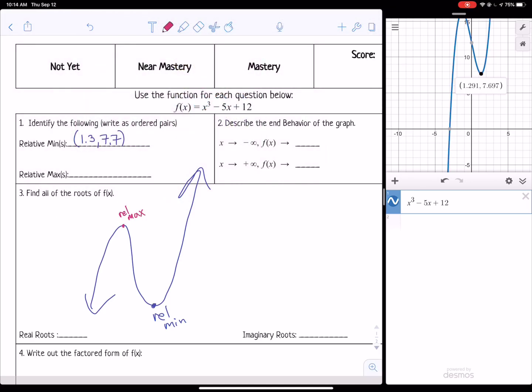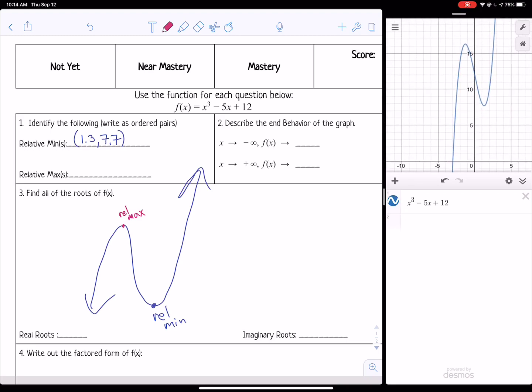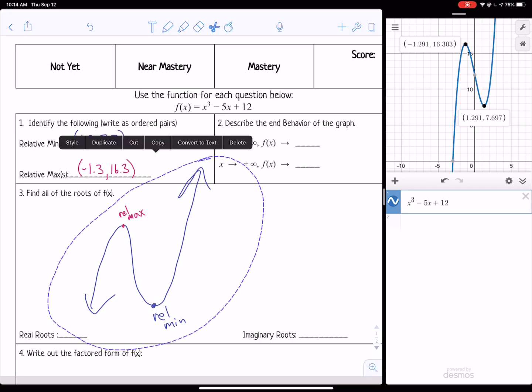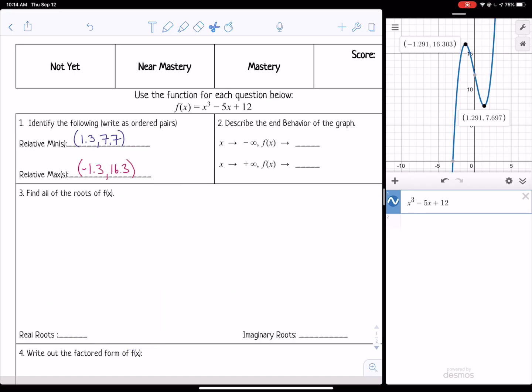It's not the highest point on our graph, but it is a high point in a certain area. So we say that would be negative 1.3, 16.3, which we can just use Desmos and click on those to find them, and then just round them off. So I'm going to move this out of the way. And that'll be it for number 1.